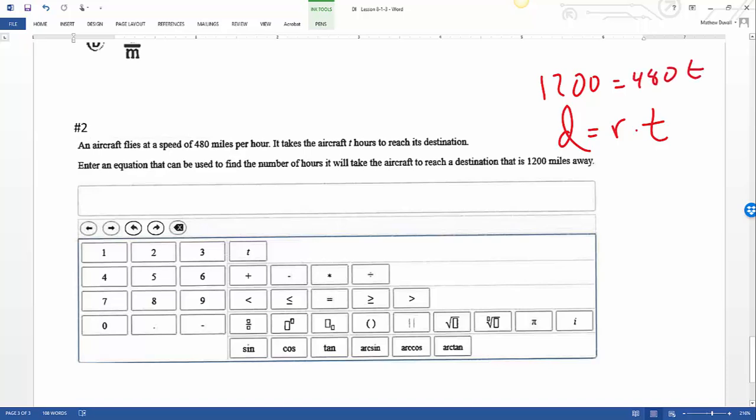So there's going to be some variance in the way that it's expressed. So, 1,200 equals 480 T should work, or 1,200 over 480 equals T should work. Or actually, simplify that further, equals T. So T equals something.